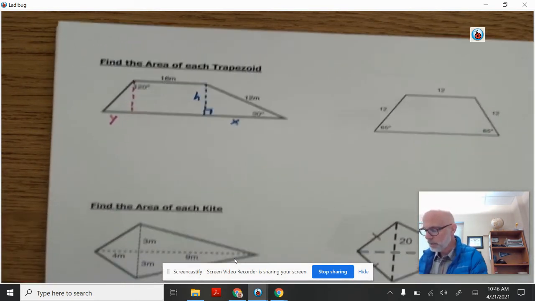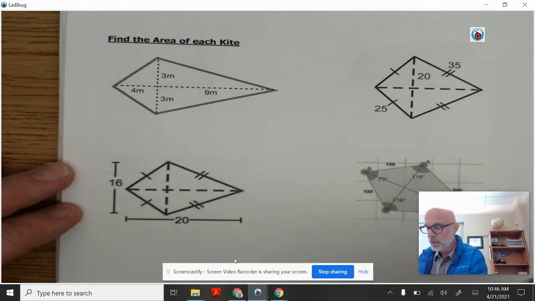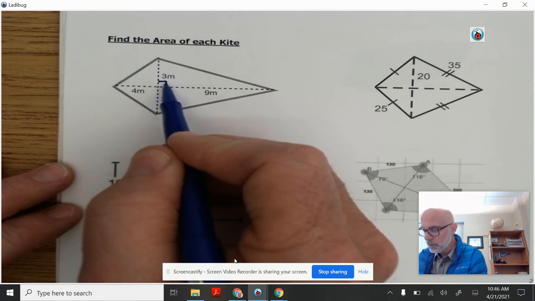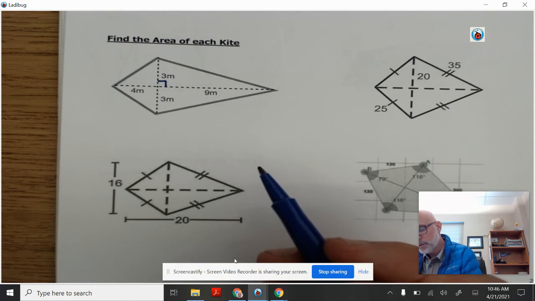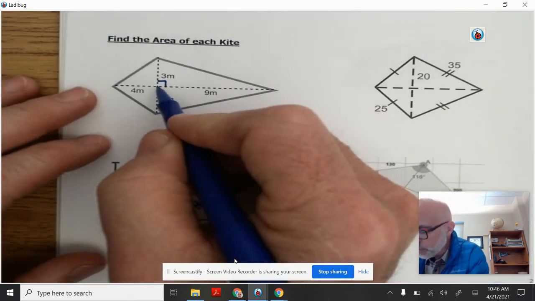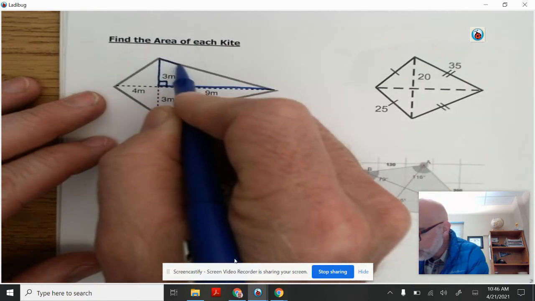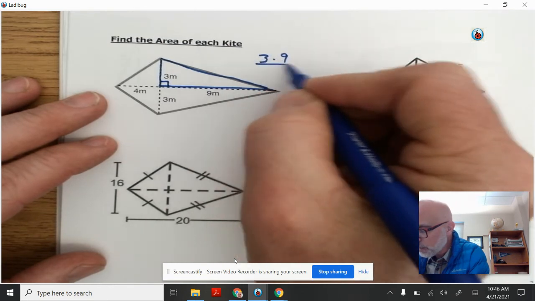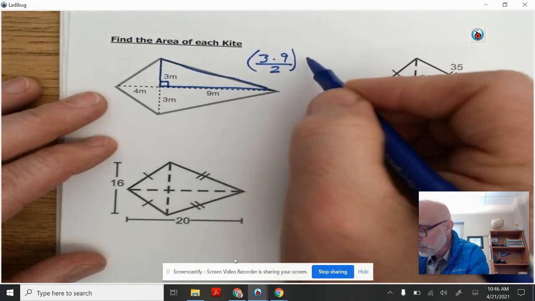And then we went ahead and threw this in here for the area of kites. These are very straightforward. These are not difficult at all. The main thing you've got to remember is that the diagonals of a kite are perpendicular. So that means I have a bunch of right triangles right here. If I just did one triangle at a time, this would be 3 by 9 and find the area of that. And I have 2 of those. So I would do 3 times 9 divided by 2 because that's the area of a triangle. But then I have 2 of those.